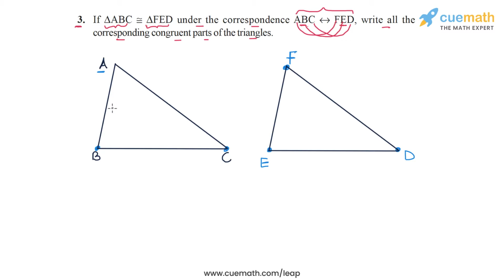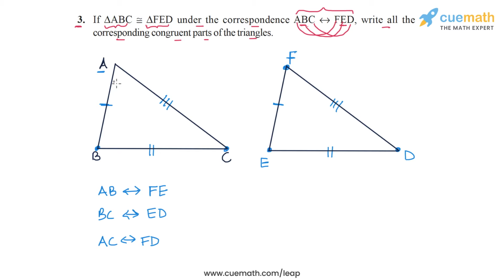So let's first write the corresponding sides. So AB will correspond to FE. So we write AB corresponds to FE. Then BC will correspond to ED. So we write BC corresponds to ED, and then AC will correspond to FD. Okay, so AC corresponds to FD. So this is the correspondence for the sides.